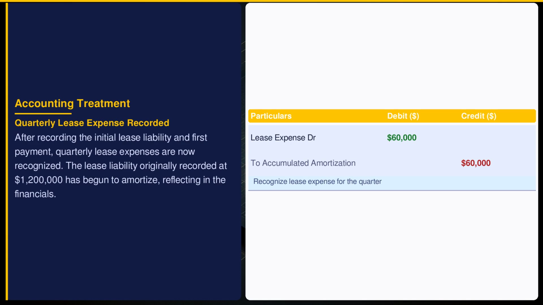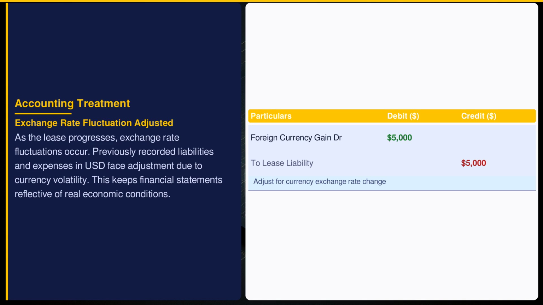Quarterly lease expense of $60,000 is recognized, reflecting the cost of using the leased asset over time. ASC 830 requires this systematic recognition to align expenses with asset usage. The credit to accumulated amortization signifies the reduction in the right-of-use asset value, impacting both the income statement and balance sheet. A $5,000 foreign currency gain is recognized due to favorable exchange rate movements.